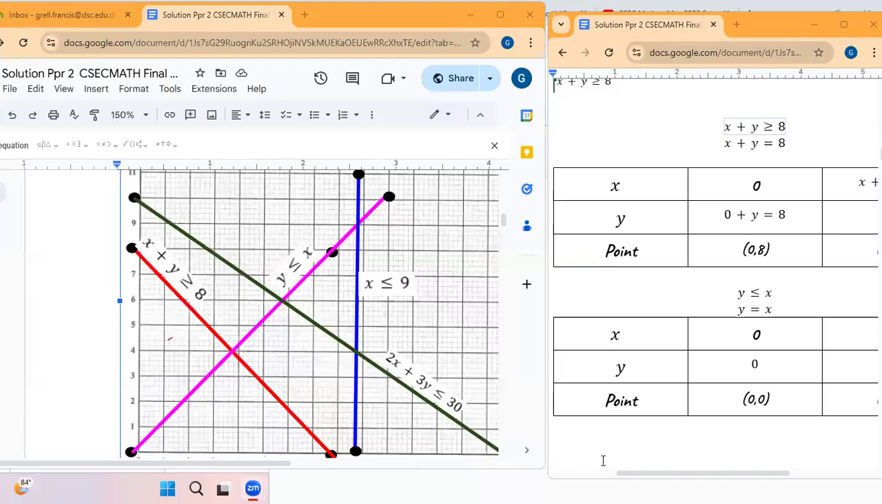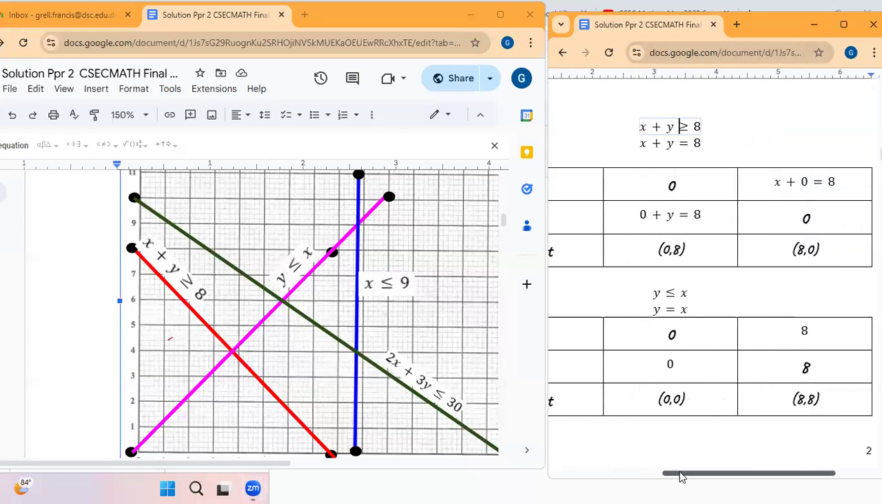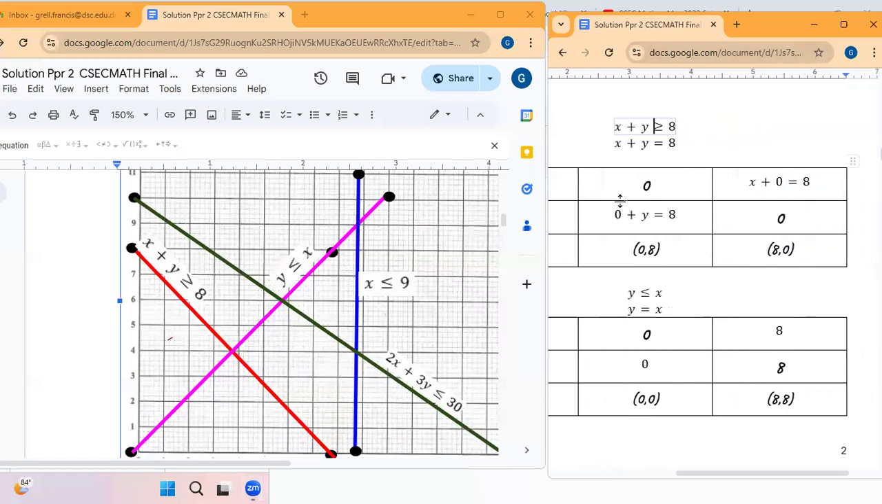Just to review, we can do a side by side. Starting with x plus y greater than or equal to 8. The points are (0, 8) and (8, 0). So this is the line x plus y equals 8. Then we have y is less than or equal to x, or y equals x: (0, 0) and (8, 8), or (10, 10). There it is. Then we move on to the other line.